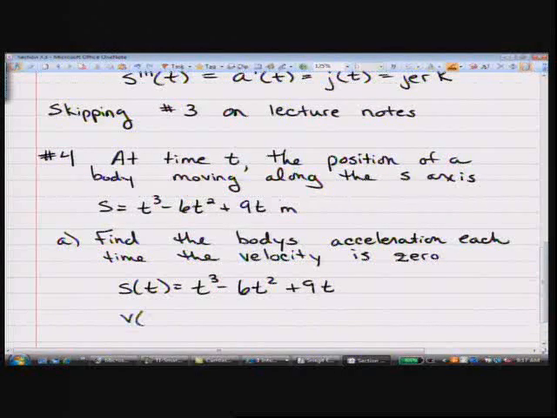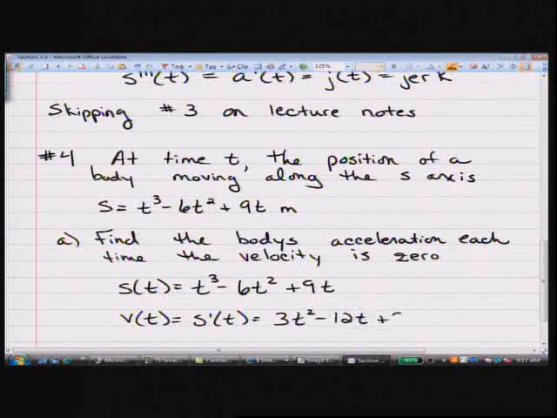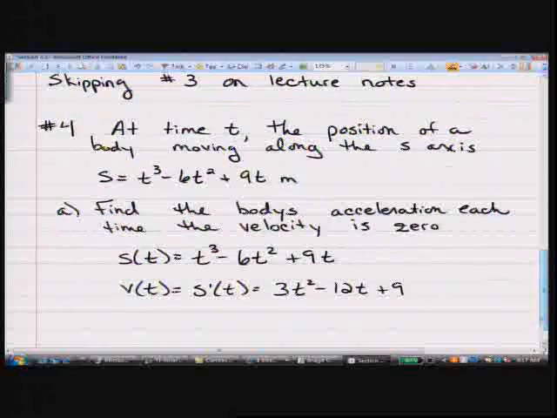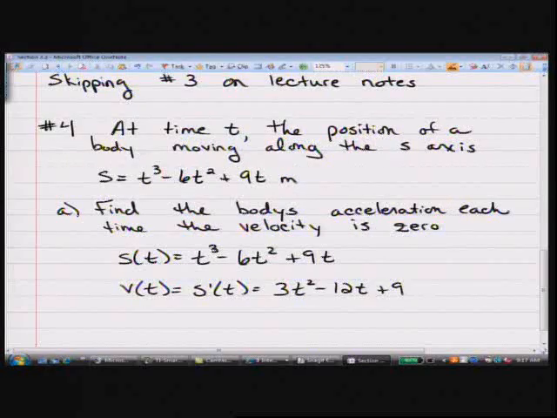Okay, so your velocity, v of t, is equal to s prime of t, which is going to be 3t squared minus 12t plus 9. Okay, did I go too fast, or are we good with derivatives? Hopefully you practice. The 3 comes in front, 3t squared, to the 3 minus 1, which is 2. 2 times 6 is 12, to the 2 minus 1, which is t. And then the derivative of a linear function is just the slope, so it's just 9.